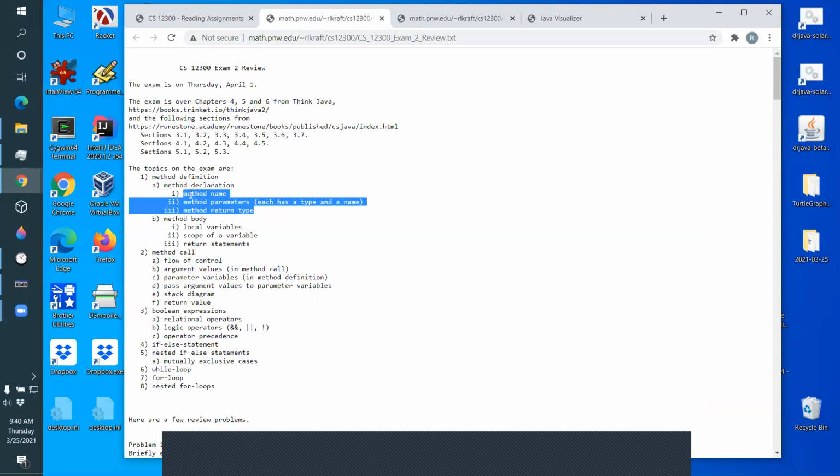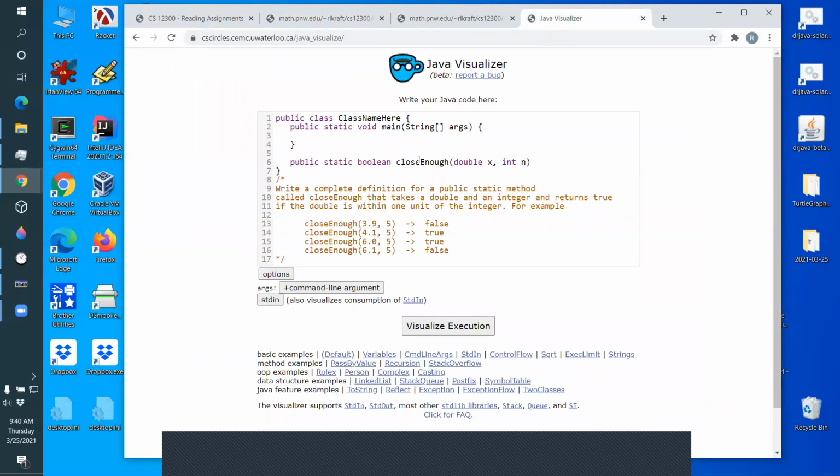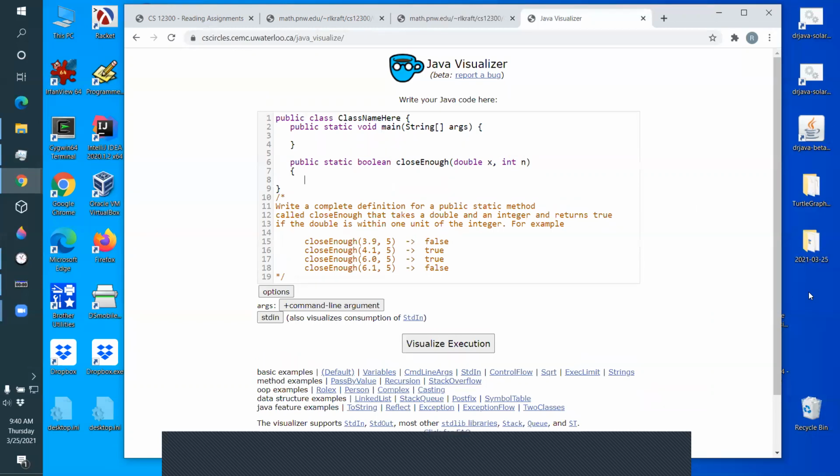So you have to make sure that's what you look for when you're reading the problem description. First you have to write the declaration. What should be the name? What are the parameters? What's the return type? So over here, that's what I figured out so far. I know that it's called closeEnough. It takes in a double and an int, and I picked the names X and N for the variables, and it returns a Boolean.